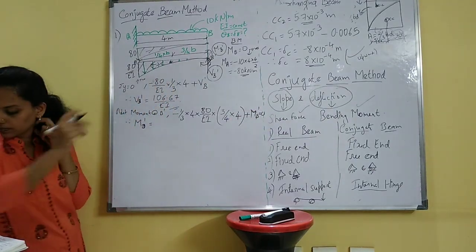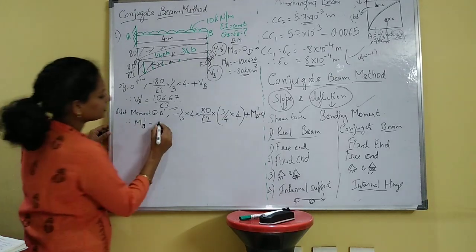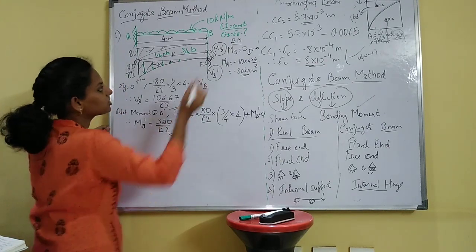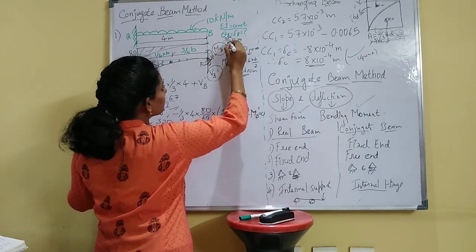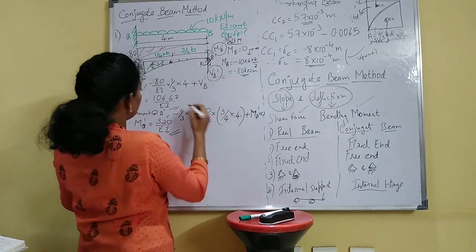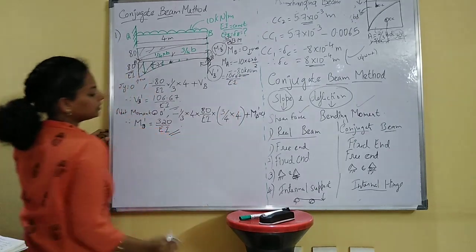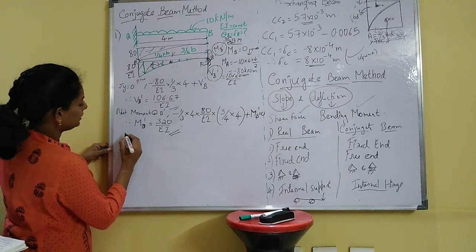Therefore MB dash is 320 by EI. So positive, whatever you assumed is correct. So this is nothing but 320 by EI and VB dash is nothing but 106.67 by EI.